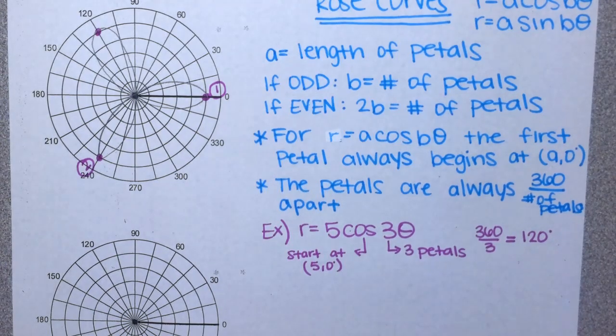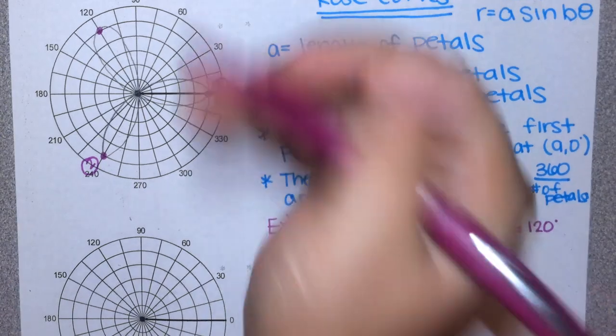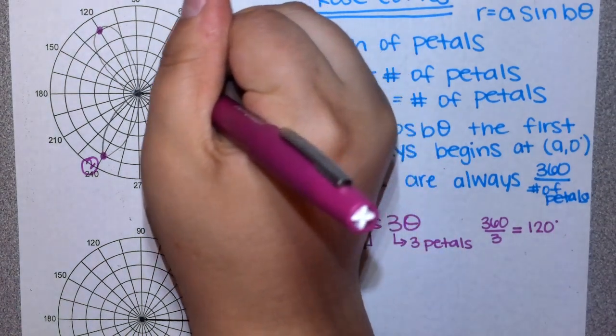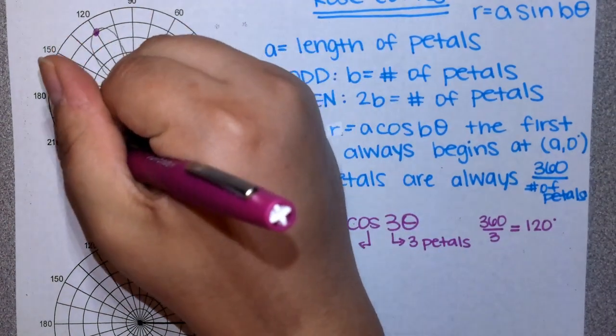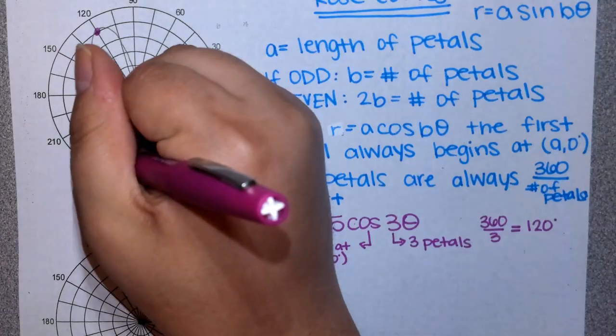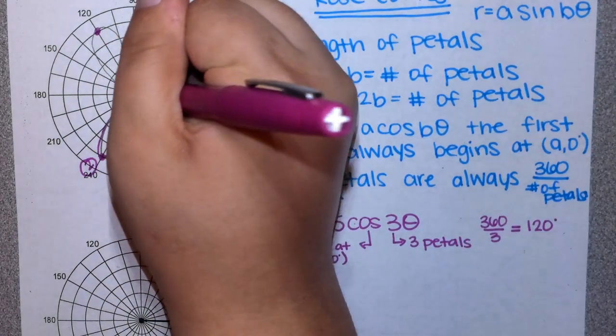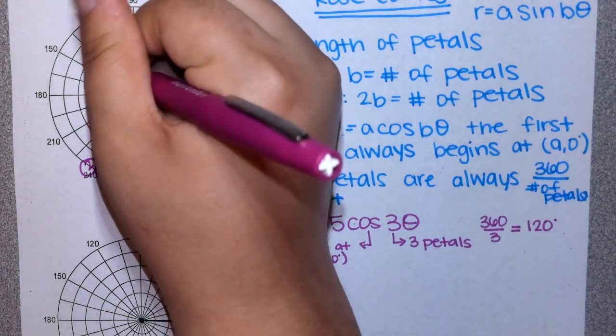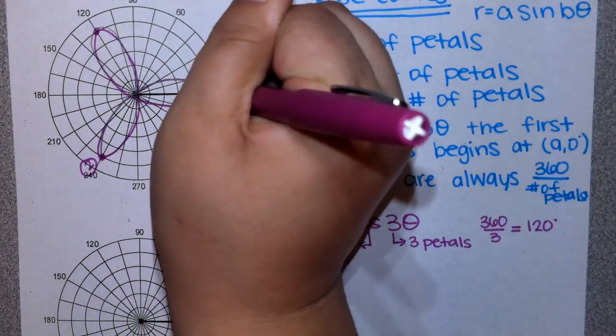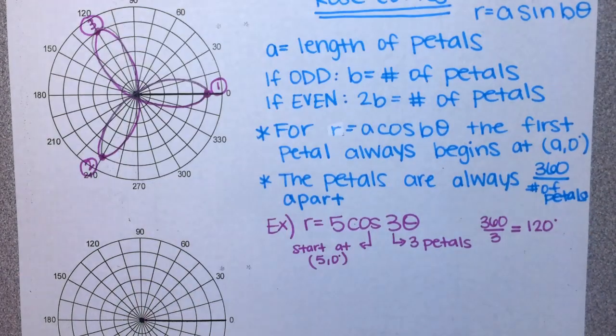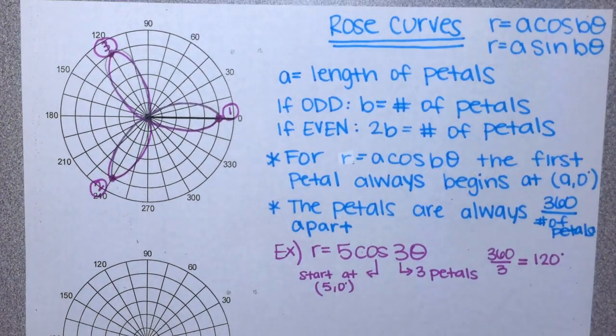Okay, and now I'm going to make it. So we know our first petal is right here. Make sure it's not pointy like mine kind of looks. Second petal is there. Third petal is over here. And there are 3 petals.